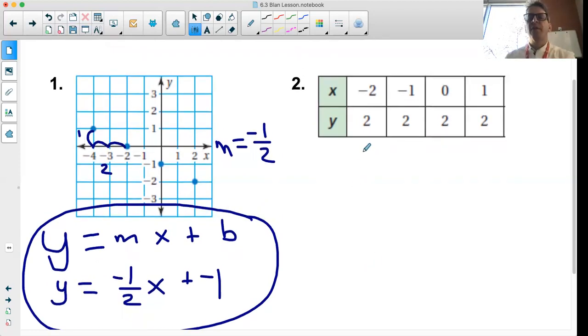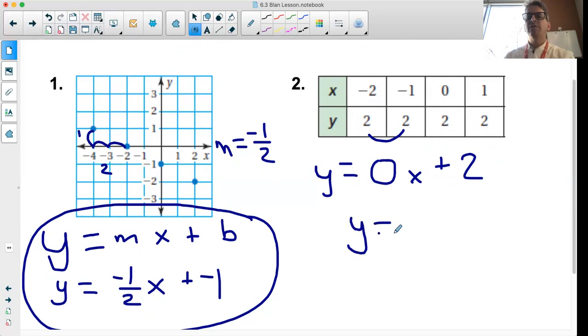Number 2: -2, 2, -1, 2, 0, 2, 1, 2. Okay, so you can see here we have 0 increase, the difference in the y over the difference in the x. So you're going to have a slope of 0. But your intercept is right here at 0, 2. So your answer is going to be y is equal to 0x plus 2, or in other words, y equals 2. And that'd be your answer for 2, y equals 2.